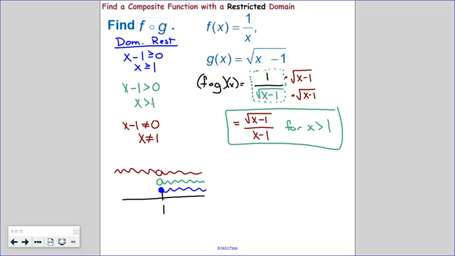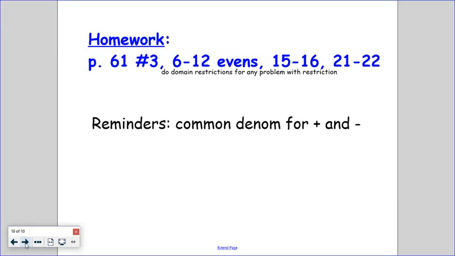Questions on that? All right. You are not always going to be prompted to do that, but you will need to always list a domain restriction if there's ever a domain restriction for a problem. So notice I remind you of that on there. Do domain restrictions for any problem with a restriction. I also remind you that if your problem involves adding or subtracting fractions, get a common denominator.